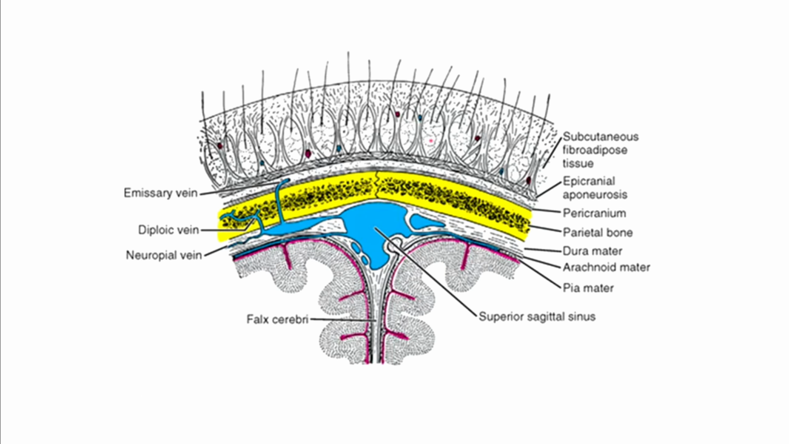This is your skin. This is the subcutaneous connective tissue. Epicranial aponeurosis. This is the subaponeurotic space between the aponeurosis and the pericranium. These are the emissary veins connecting the subaponeurotic space and the intracranial venous sinuses. The skull bones are joined by sutures. This is the diploe containing the diploic vein.